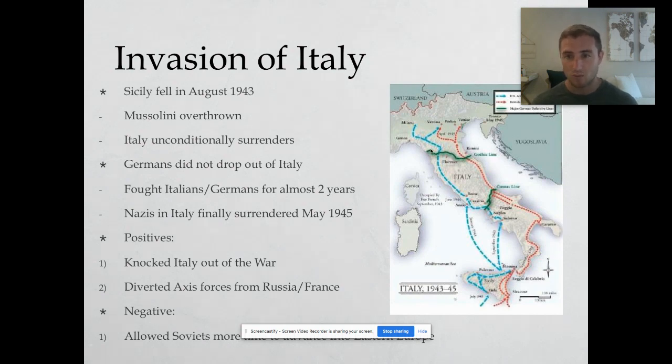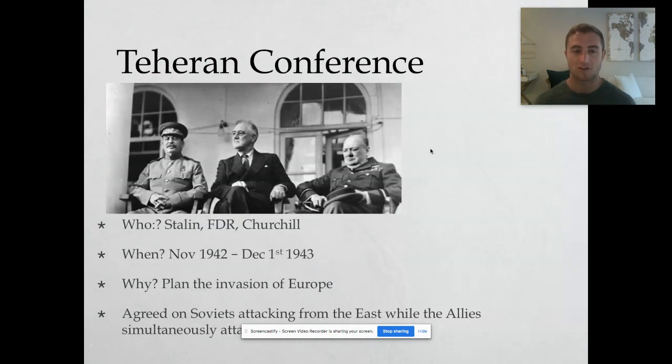What Italy did was provide a distraction that brought some troops away from the Soviet Union and distracted forces from Russia and, to a lesser extent, France, which has already been conquered. But the negative, of course, is that the Soviets are now moving towards Germany, and every land that they conquer, like Poland or Romania, is going to be occupied by the Russians, both during the war and then after the war as satellite states. Our second conference is the Tehran Conference.